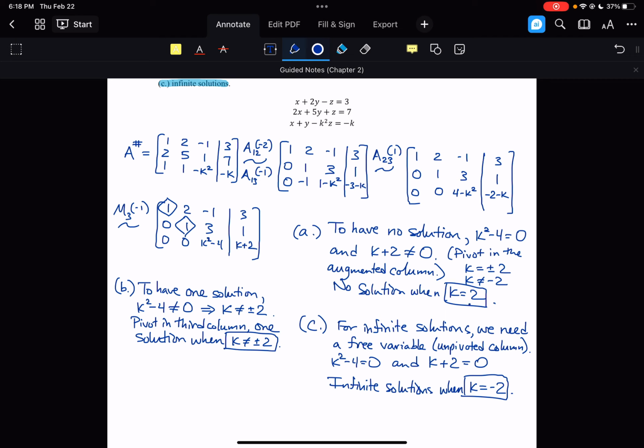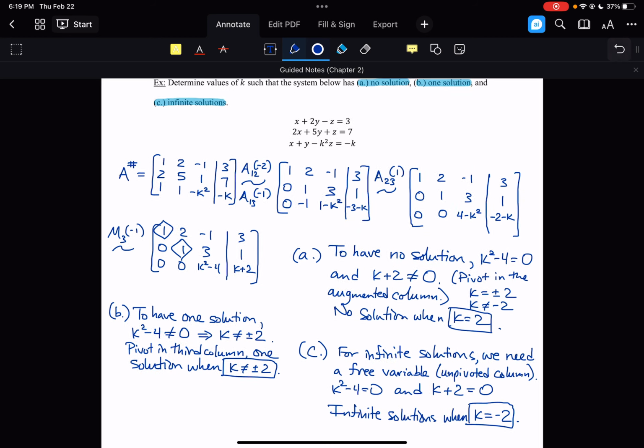Yeah, no solution was when k is 2, because that's a 0 and that's a 4. So that becomes our pivot. We have infinite solutions when k is negative 2, because that becomes a 0 and that becomes a 0, and that gives us a free variable here. And if k is anything else besides 2 or negative 2, that's what gives us the pivot here, which then gives us the one unique solution.